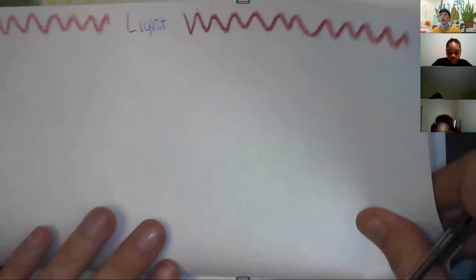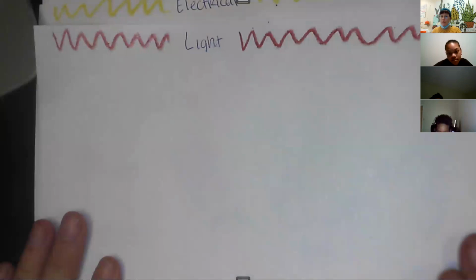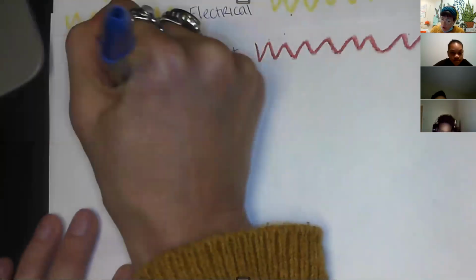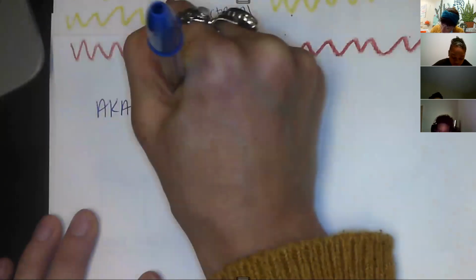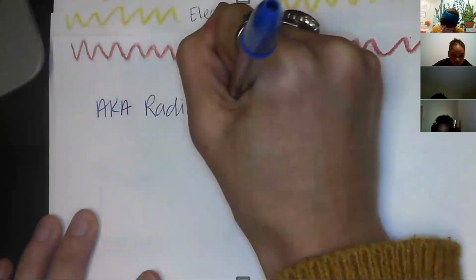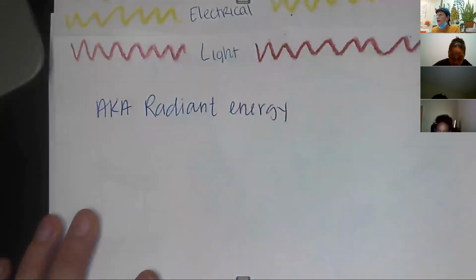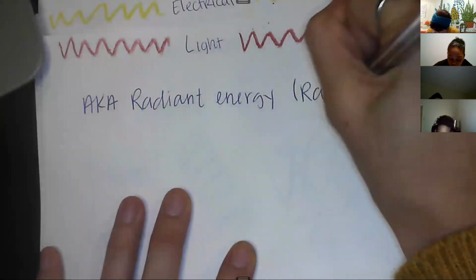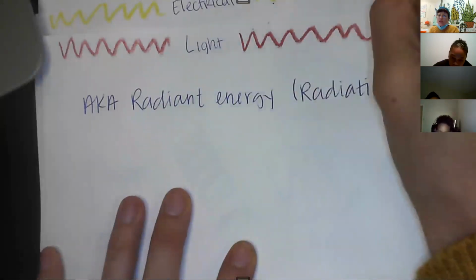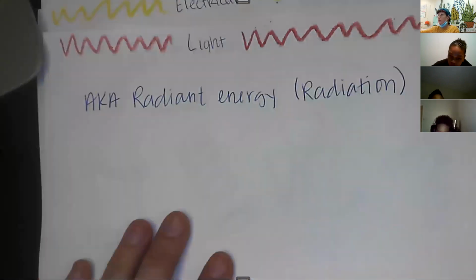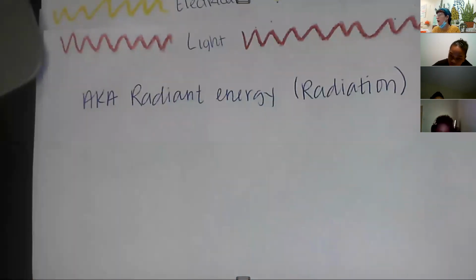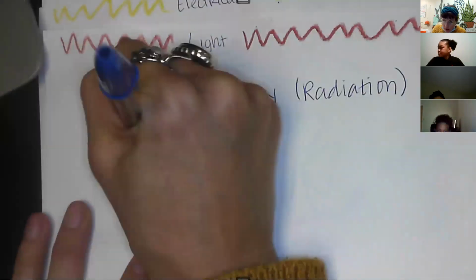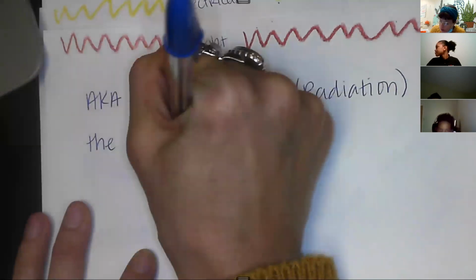Light energy is pretty self-explanatory. It is also known as, or AKA, radiant energy. When we think of radiation or light from the sun, right? So what kind of waves do you think this is? What kind of waves if it's radiation? Emerson? Yep, the energy that electromagnetic waves carry.